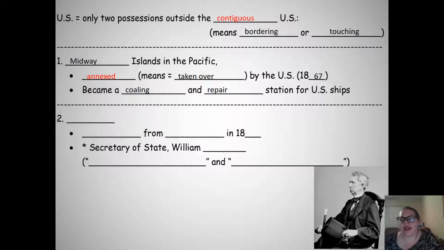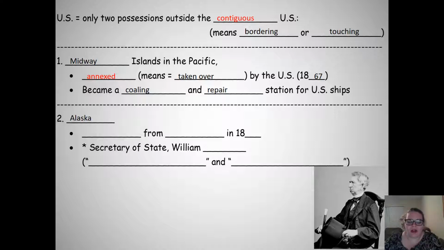And they are going to become a coaling and repair station for U.S. ships. Senator Albert Beveridge, in that speech we read in class today, where he talks about there will be more coaling stations coming to us, that was like Midway. Midway would become a coaling station. It was a place where ships could stop to take on more coal so that they didn't have to carry all the coal with them, which left them more space in the holds of their ships for goods that they were trying to buy and sell.